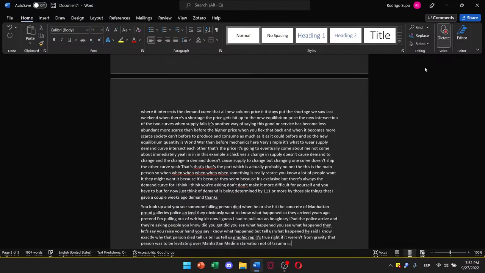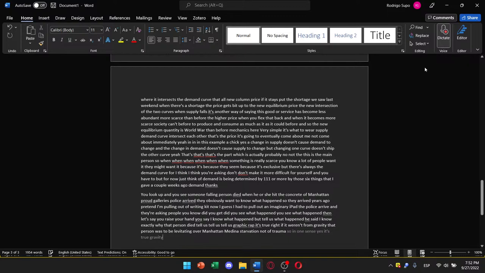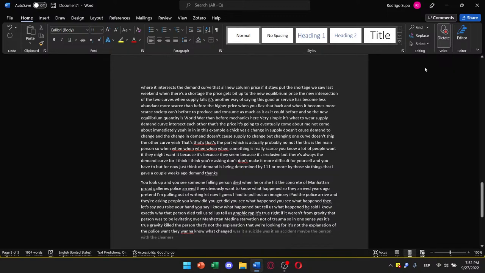So, in one sense, yes, it's true, gravity killed the person. That's not the explanation that we're looking for. That's not the explanation that the police want. They want to know what changed. Was it a suicide? Was it an accident? Maybe the person was a window cleaner and slipped? Was it a murder? Someone was pushed? What changed? Gravity's a constant. It doesn't change.